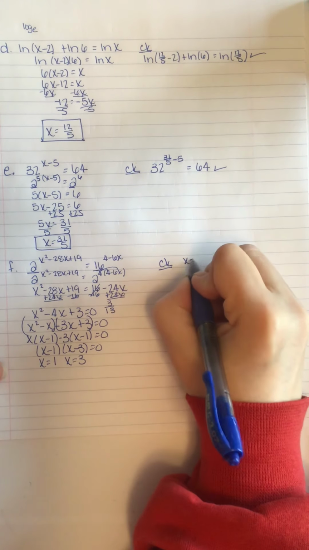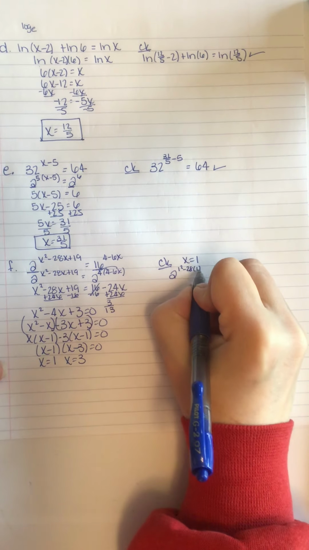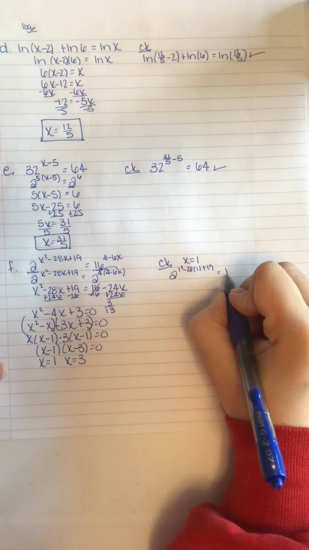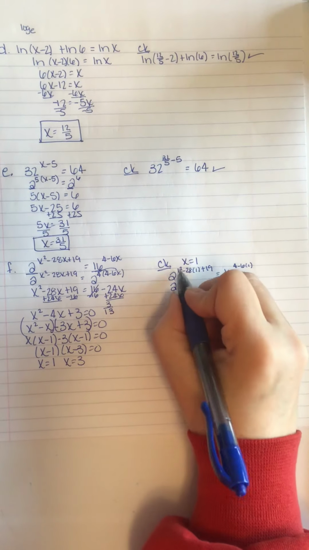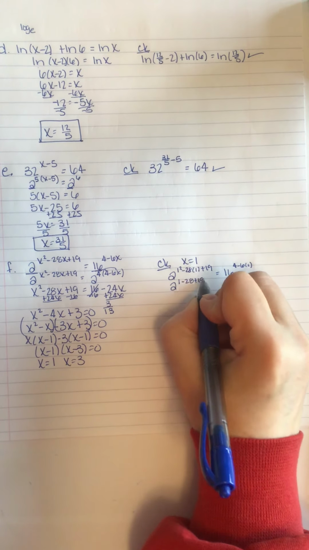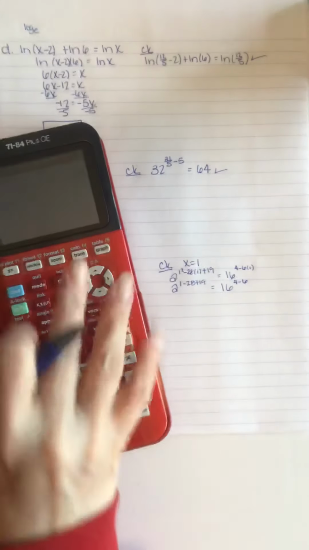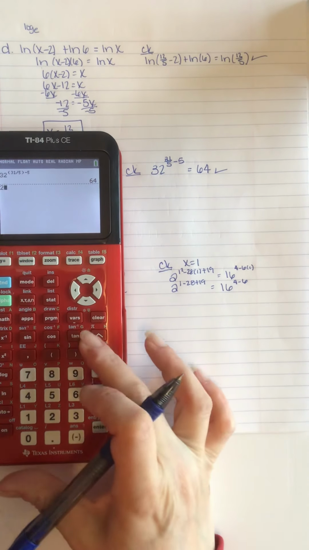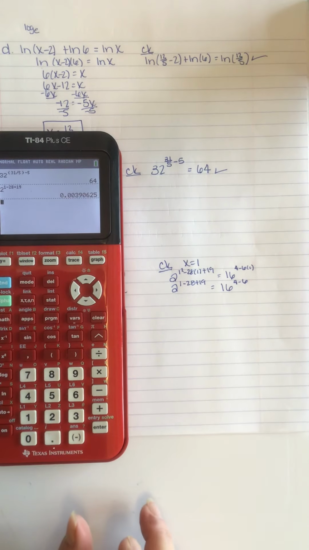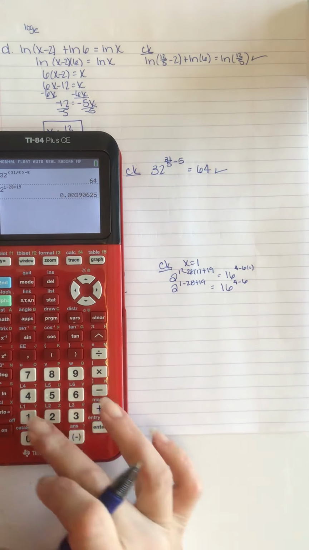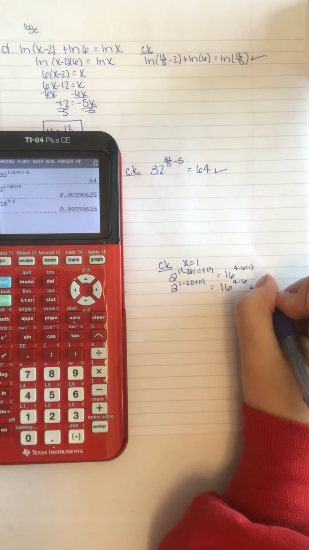So let's check x = 1. You'd have 2^(1² - 28·1 + 19). Does this equal 16^(4 - 6·1)? Well, that would give us 2 to the (1 - 28 + 19). Does this equal 16 to the 4 minus 6? Those are the same. It does check.